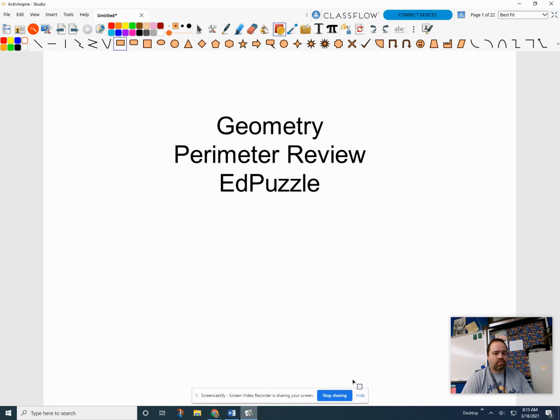All right, so big overarching theme here, perimeter: add up the sides every single time. It's that simple. The only thing that gets complicated is when you have a side missing, you have to find the missing side. So here we go.